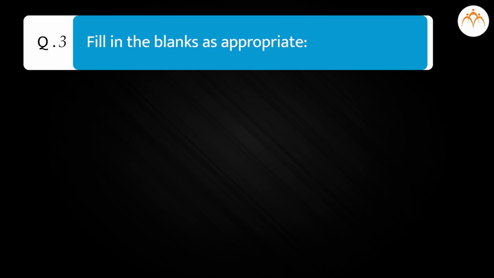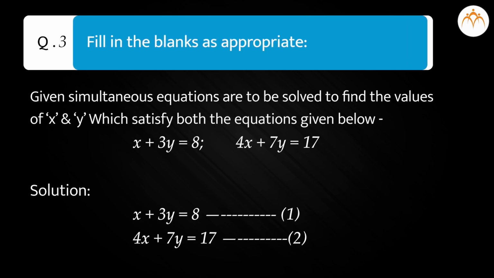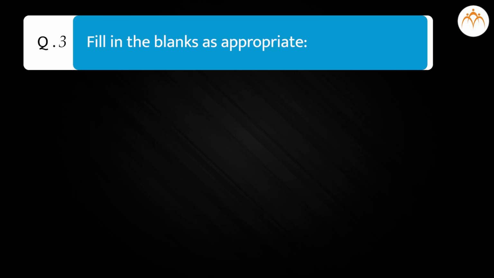Fill suitably the boxes below. Given simultaneous equations are to be solved to find the values of x and y which satisfy both the equations given below. The equations are x plus 3y is equal to 8 and 4x plus 7y is equal to 17. Solution: x plus 3y is equal to 8, equation 1. 4x plus 7y is equal to 17, equation 2.